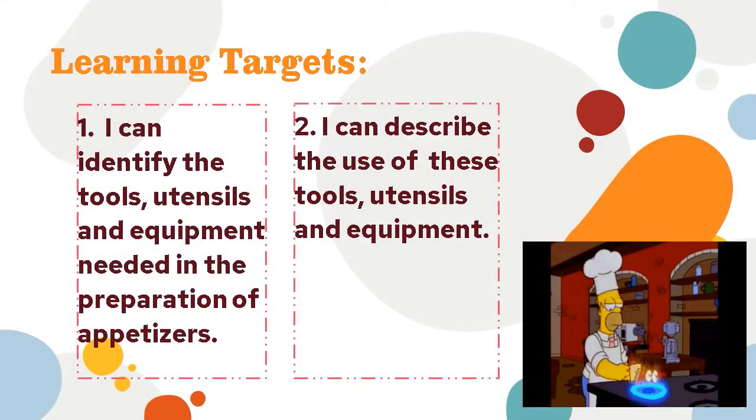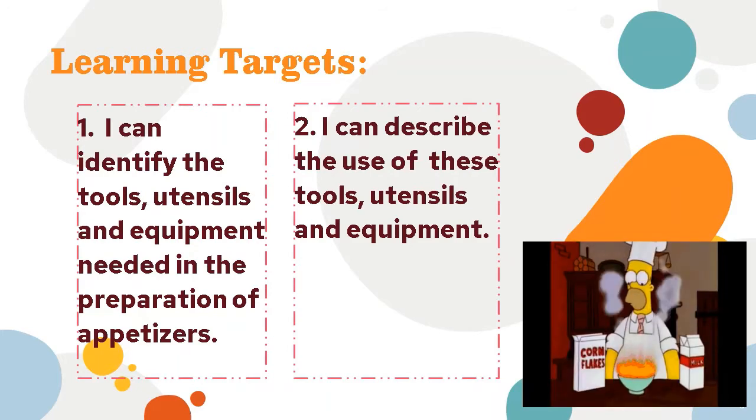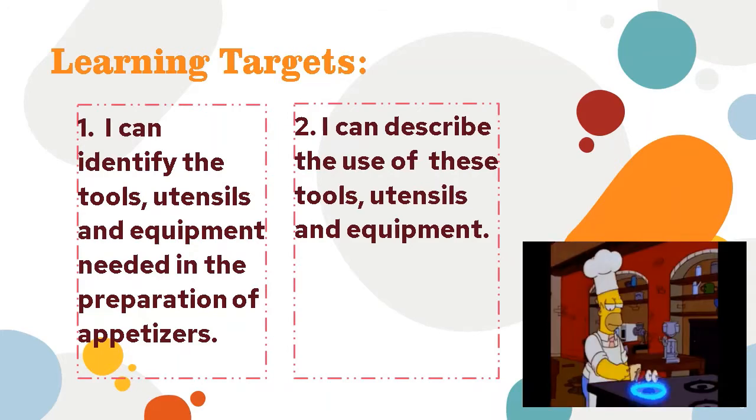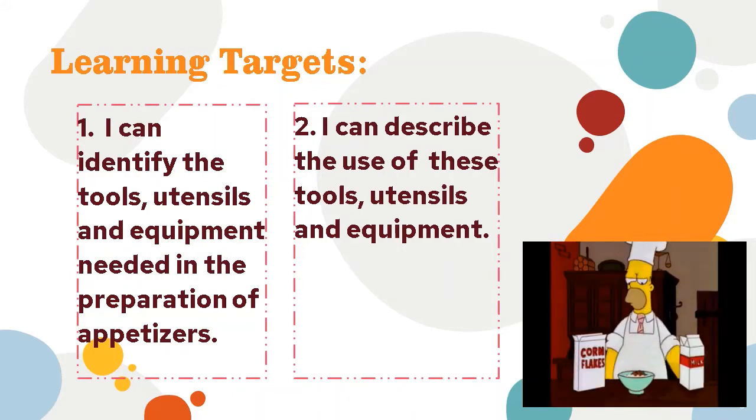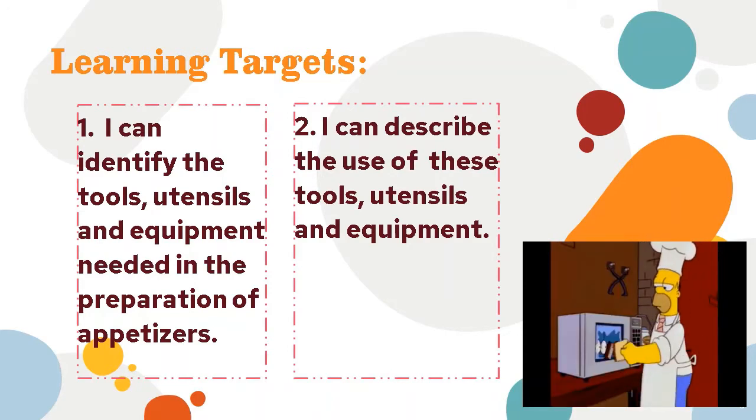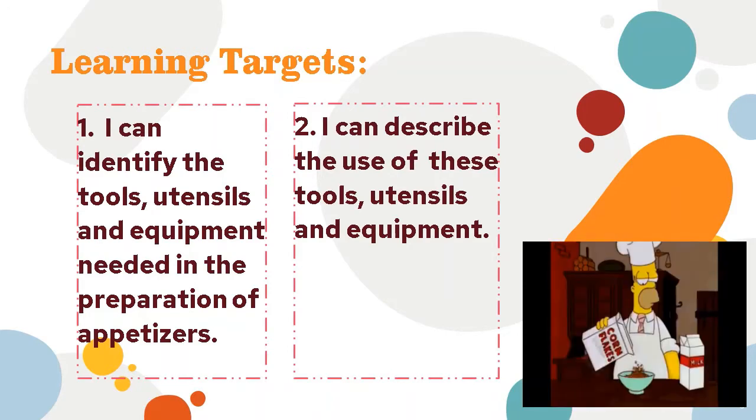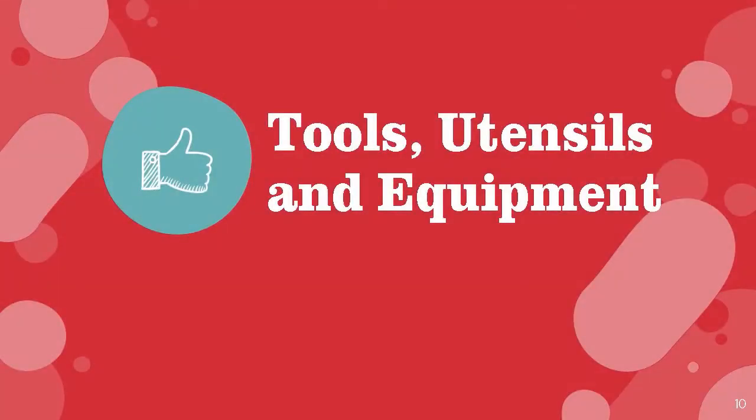Here are our learning targets for today. Number 1, I can identify the tools, utensils, and equipment needed in the preparation of appetizers. Number 2, I can describe the use of these tools, utensils, and equipment. Here are the tools, utensils, and equipment needed in preparation of appetizers.